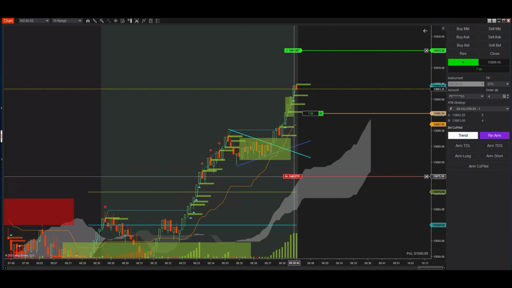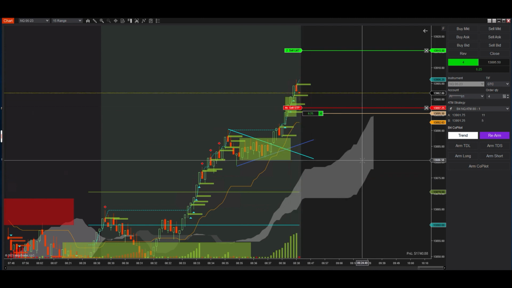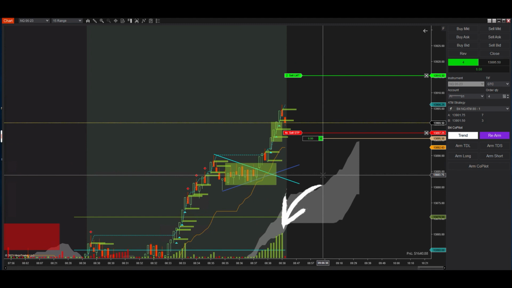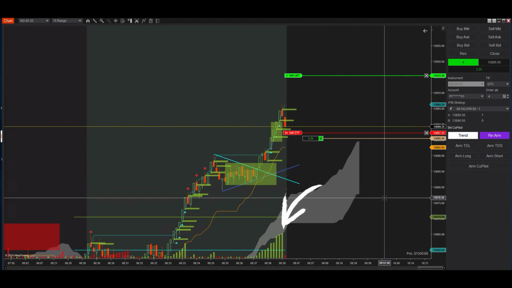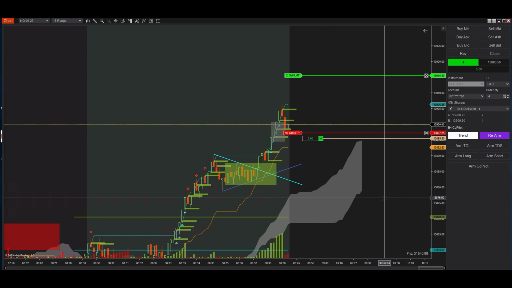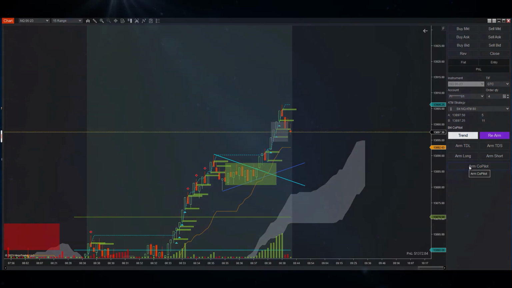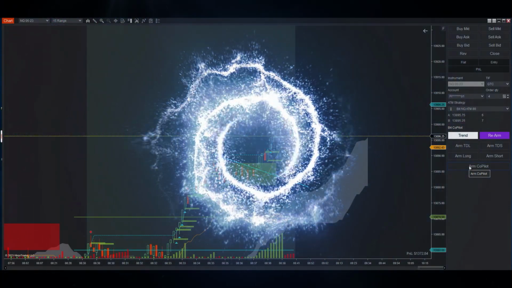Kijunsen pointing up, Senkou span A and B pointing up. We're noticing the cumulative delta volume bars there at the bottom. Typically they'll run in series of 5 and 9, and then you'll see some pullback, and that's what we're experiencing right now. Kijunsen flattened out right there, so I'm going to guard in profit. And that takes us out for $1,372.